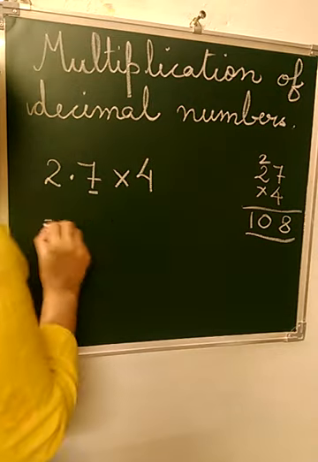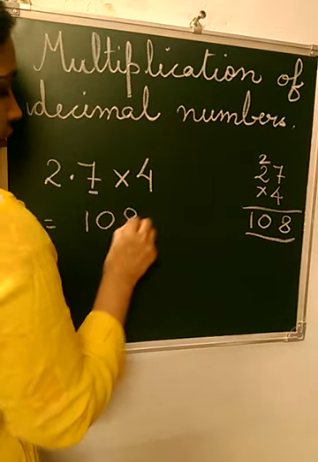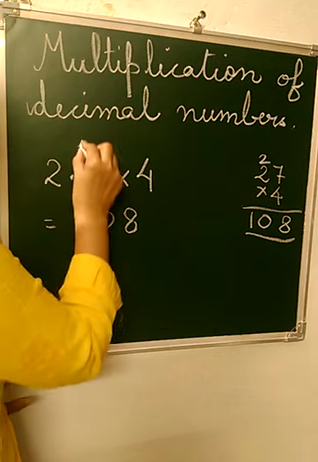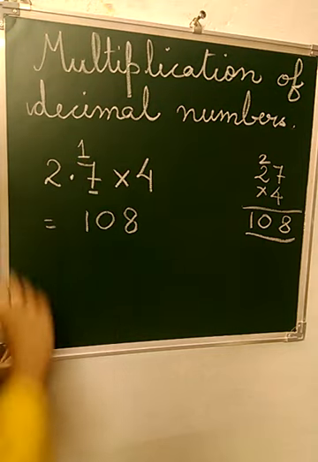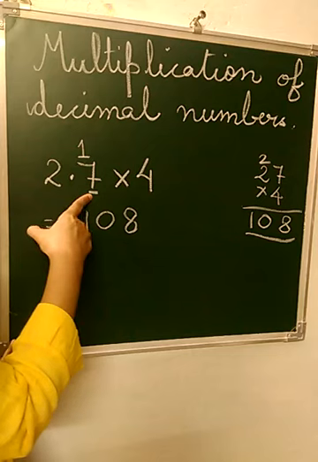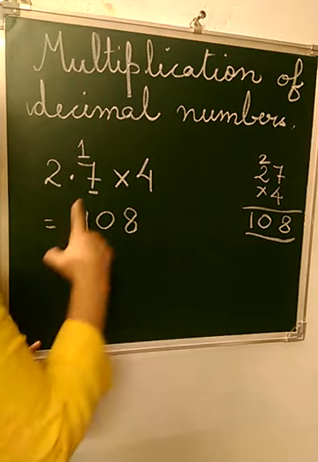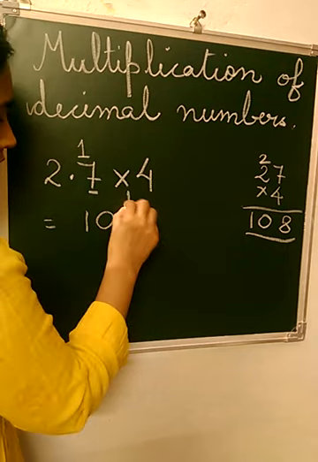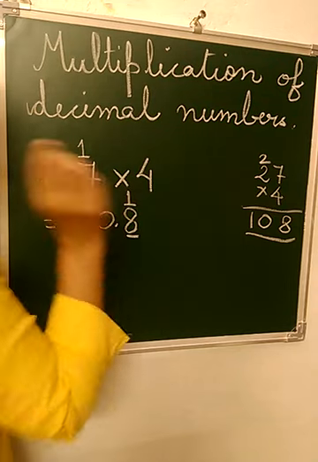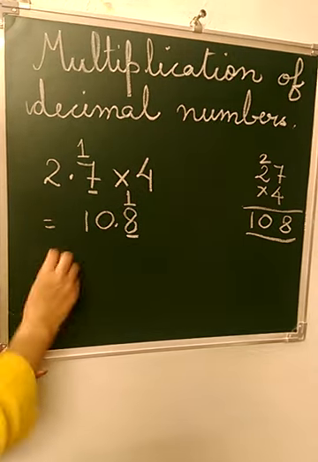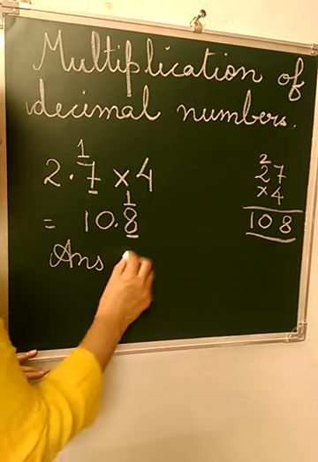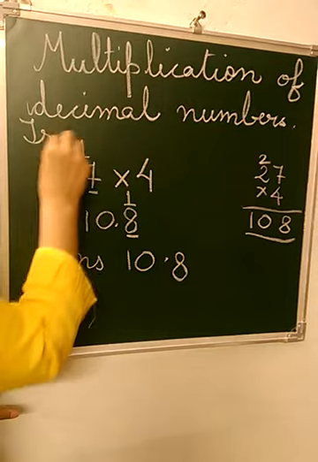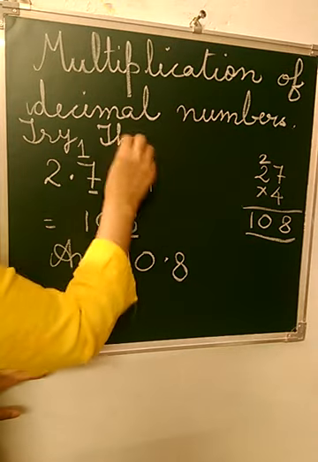Now what is your answer here? Now we see the decimal places. How many decimal places are here? Just one decimal place. Yes, just one. So the product will also have just one decimal place here. So this is your answer. Answer is 10.8.